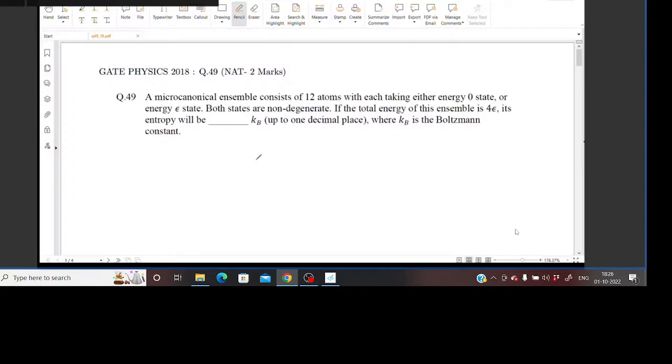Hello everyone. In this video, I shall discuss the solution of question number 49 of GATE Physics 2018. This is a numerical answer type question. A microcanonical ensemble consists of 12 atoms with each taking either energy 0 state or energy epsilon state. Both states are non-degenerate. If the total energy of this ensemble is 4 epsilon, then we need to find out the entropy.